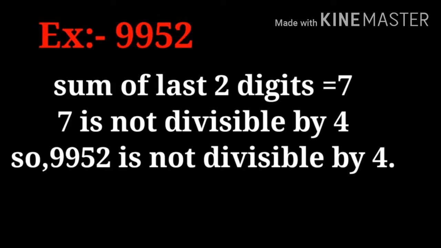Let us take one more example which is not divisible by 4. The given example is 9952. The last two digits are 5 and 2. The sum of the last two digits is 7. 7 is not divisible by 4. Hence the given number is not divisible by 4.